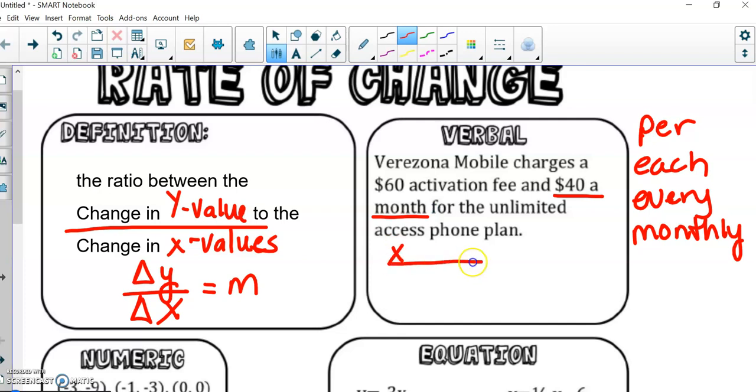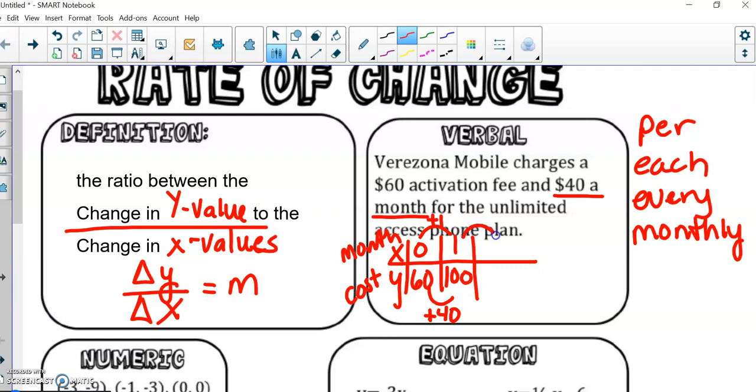X is going to represent the number of months, and Y is going to represent the total cost. So X is your months, and Y is your total cost. At 0 months, that's when you start the plan. And we know at 0 months, you're going to pay that additional $60 activation fee. After the first month, you're going to add $40 to that amount, and we end up at 100. Notice how we added 1 month to the plan.